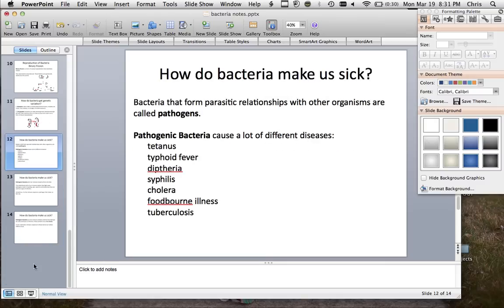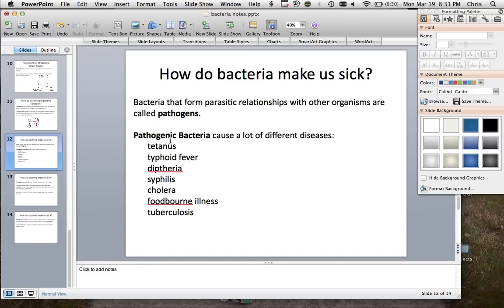And finally, our final objective for bacteria: how do they make us sick? Well, first of all, bacteria that form parasitic relationships with other organisms are usually called pathogens, and pathogens is just a general term for an agent that can make us sick or feel ill.